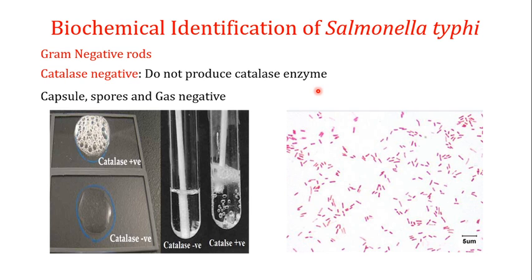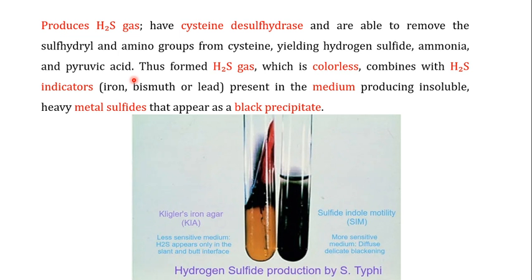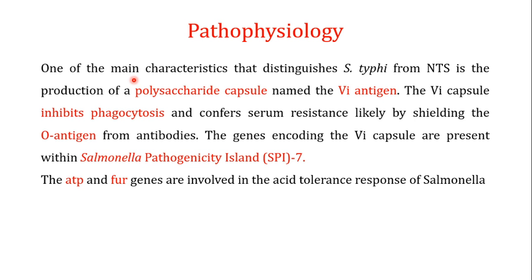Then I've told you about the biochemical identification of Salmonella typhi, that they are gram-negative, catalase negative, and negative for capsule, spore, and gas. They are motile, oxidase negative, they produce hydrogen sulfide gas, and they are facultative anaerobes. Then I've told you that one of the main characteristics that distinguish Salmonella typhi from the non-typhoidal Salmonella is the production of a polysaccharide capsule, which is known as the Vi antigen, which inhibits phagocytosis by the macrophages, and it confers serum resistance by shielding the O antigen from the antibodies. And the genes for the Vi antigen are present on Salmonella Pathogenicity Island 7.